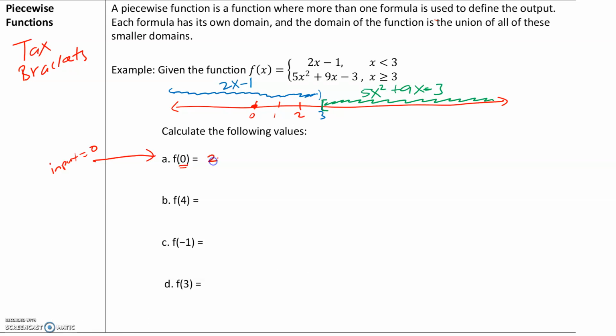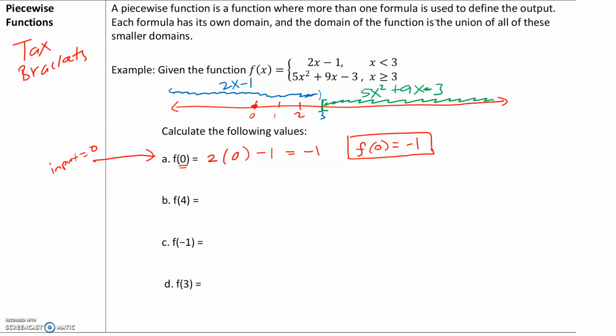So instead of 2 times x minus 1, we know that my input is 0. So I have 2 times 0 minus 1. That's 0 minus 1, which is negative 1. So for proper notation, I'm going to write that f of 0, in other words, the value of the function f when our input, our x, is 0, is equal to negative 1.